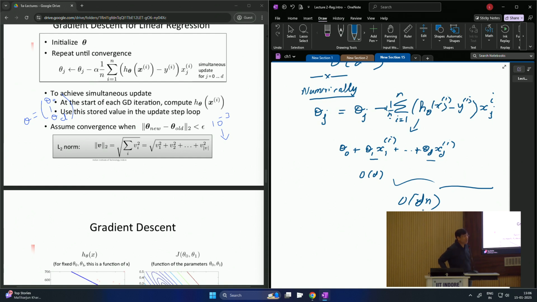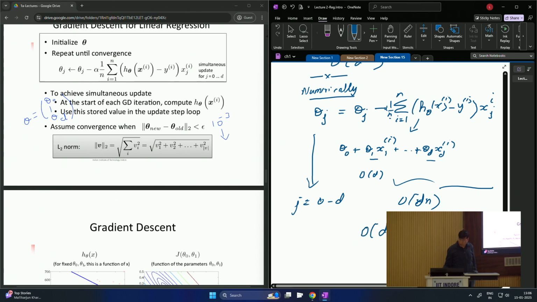Remember, this is theta j, whether you're finding theta naught or theta 1 or theta 2, whatever. But you will do this for how many thetas? D thetas. You know, j is going from 0 to d. You're doing d plus 1 thetas, basically, right? So the overall complexity of running this algorithm is order of d square n.